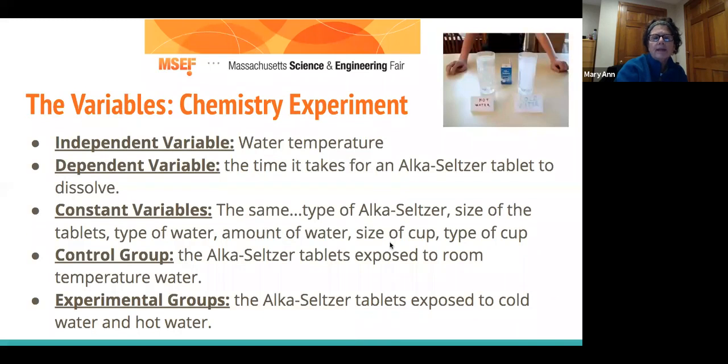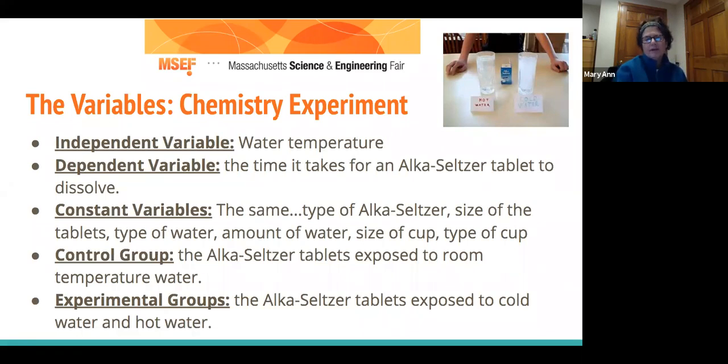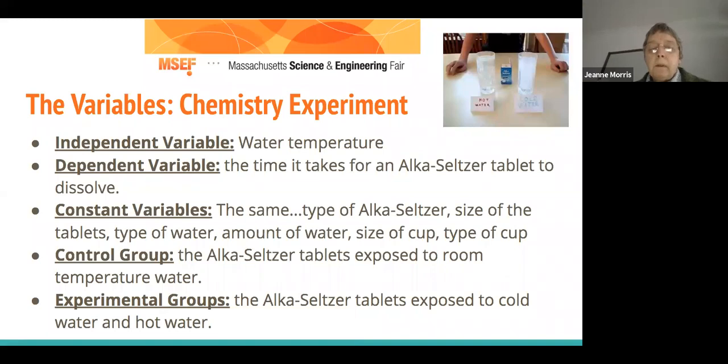Okay, the control group is interesting. There's so many different ways people define this, but the control group is not a control variable. It's a group. So what is the normal condition here? If you really want to know if hot water or cold water affects the rate of this reaction, you better have some kind of normal condition or baseline or the condition found in nature. And what I tell my kids is to think about what's normally found in nature. So the control group for this experiment would be the Alka-Seltzer tablets exposed to room temperature water. So we didn't make the water hot, we didn't make it cold, we didn't do anything to the water. It's just the normal condition or that found in nature.